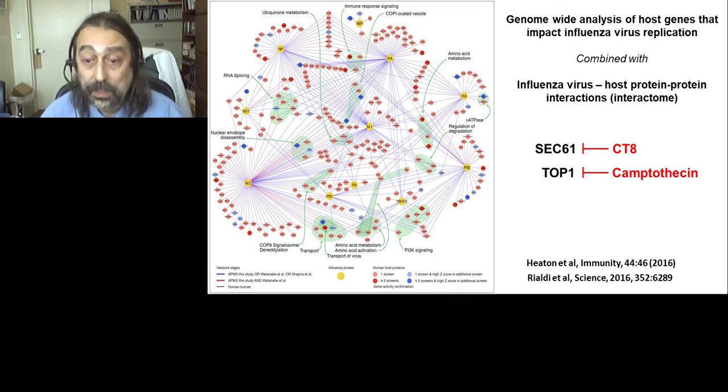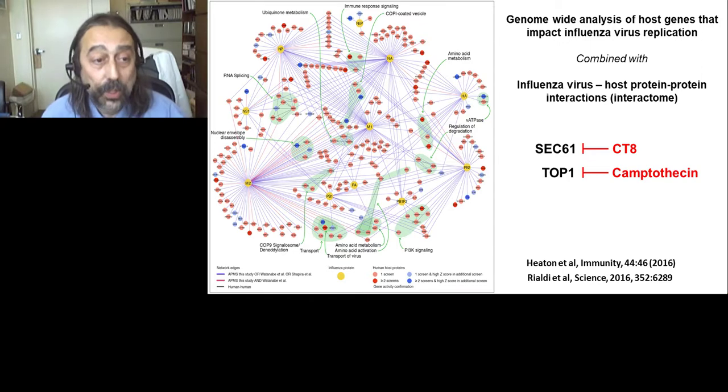CT8 will inhibit SEC61, camptothecin will inhibit TOP1. We have used these inhibitors and found that they are able to prevent influenza virus replication, or to prevent influenza virus disease in an animal model. I include here two of the papers where we have described this. So we are using this map to find novel inhibitors of influenza virus that may be used in the clinic.